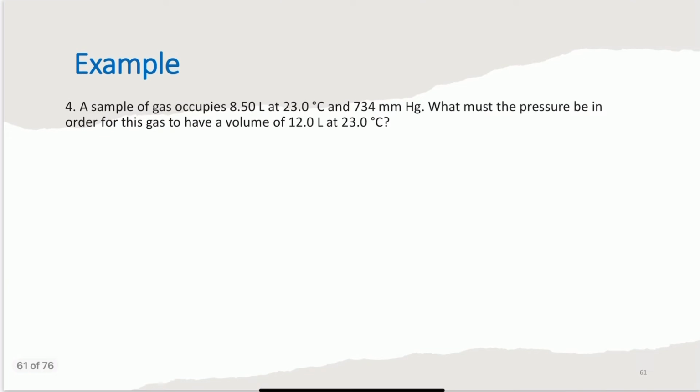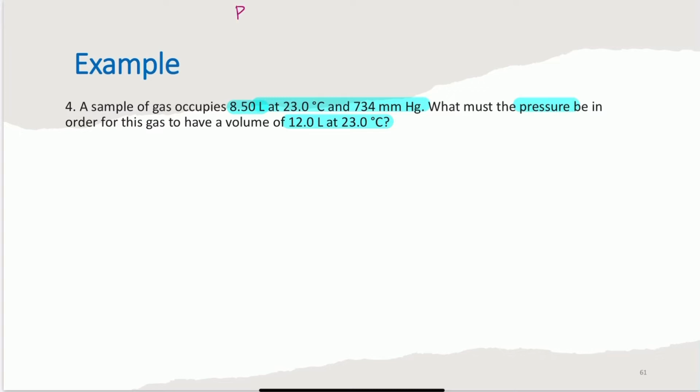Okay, number 4. A sample of gas occupies 8.5 liters at 23.0 degrees C and 734 millimeters of mercury. What must the pressure be in order for this gas to have a volume of 12.0 liters at 23 degrees C? So, I've got 8.5 liters, 23 degrees C, 734 millimeters of mercury. I want to know what is the pressure if I change this to a volume of 12 liters and 23 degrees C. This is your combined gas law.